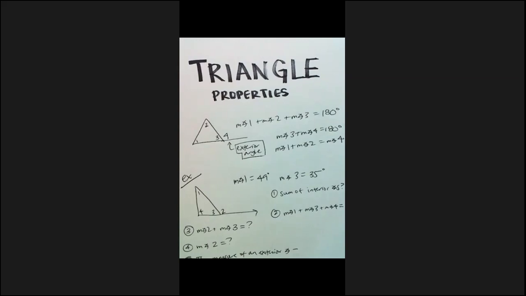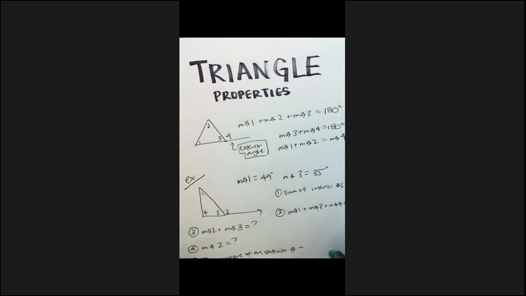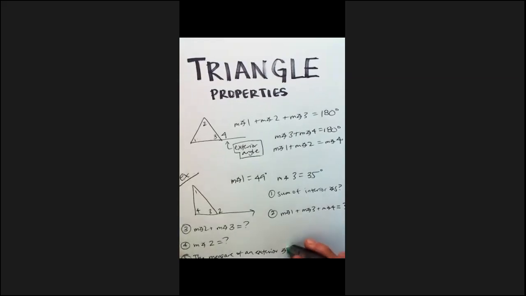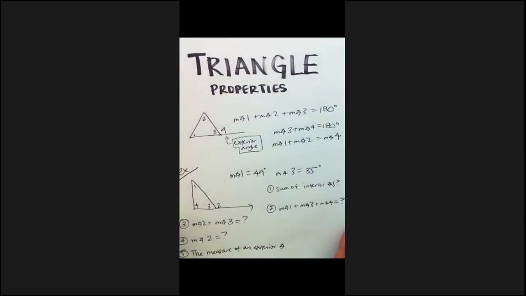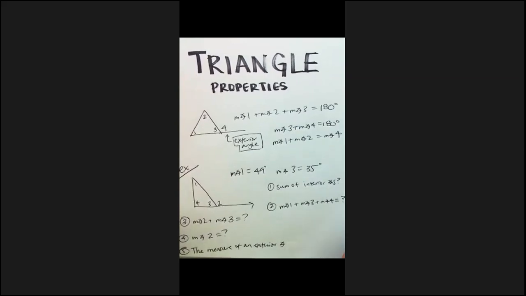For the very last one, we'll say the measure of an exterior angle is equal to the sum of the two non-adjacent angles, so equal to adding up the two angles that it's not next to. Okay, so the measure of an exterior angle is the sum of the two angles that aren't near that exterior angle. So it would be angle 1 and 4, right? Okay, that sounds like something I would understand.